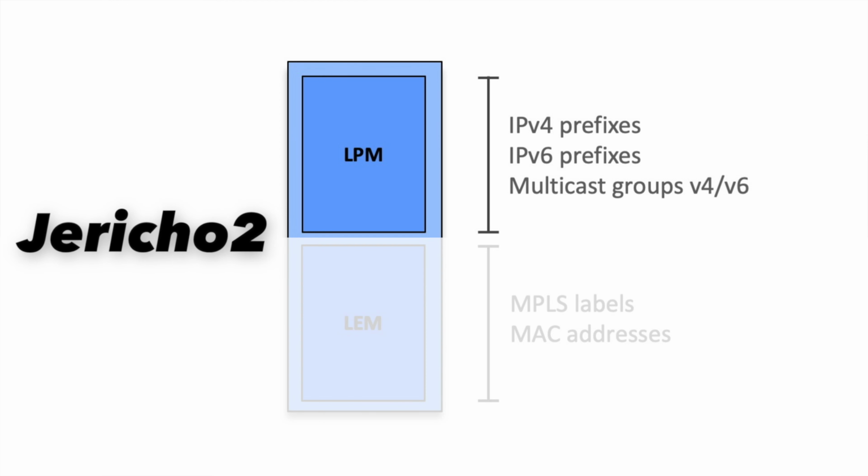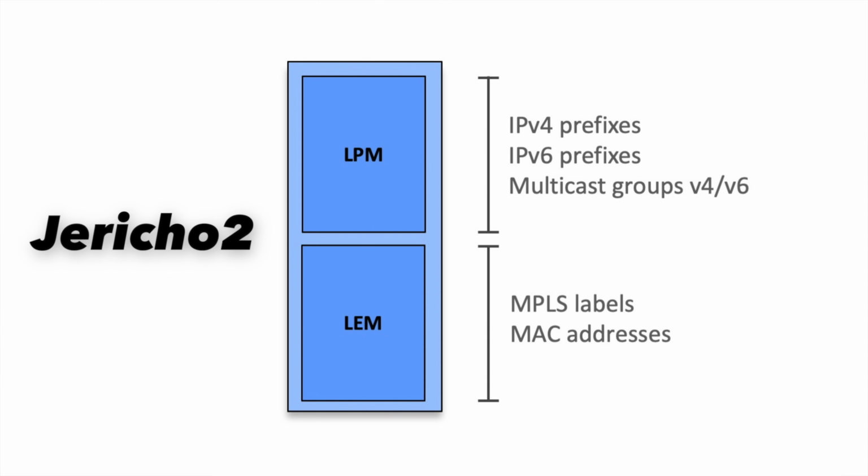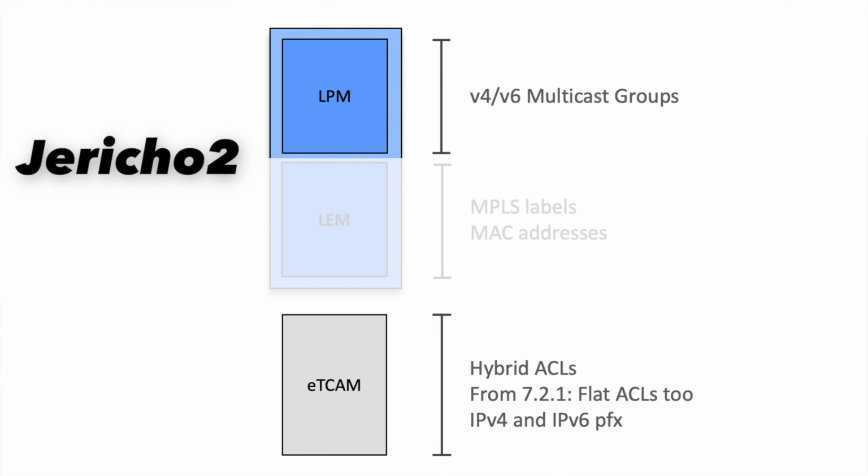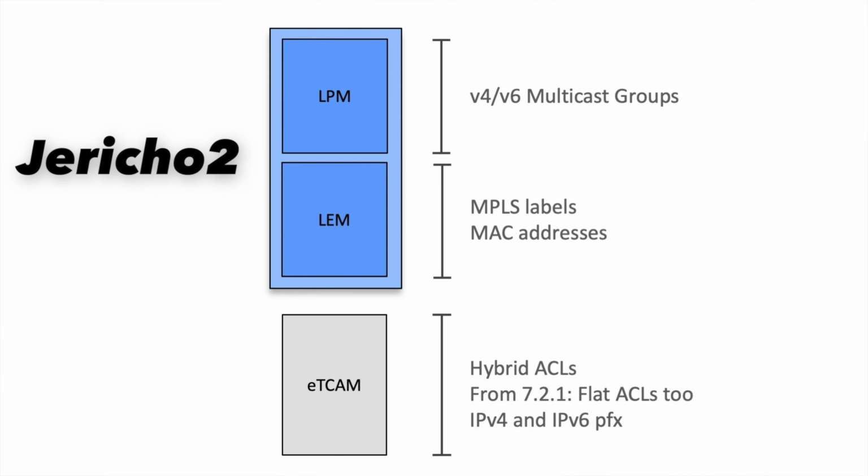Let's take the first case, no external eTCAM. On these systems the prefixes and multicast routes are stored in what we call the LPM, while the MPLS and bridge domain MAC addresses are written in another database named LEM. On the SE systems, all v4 and v6 prefixes are going to the eTCAM, and that's also where we have the access list entries. In LPM will go the multicast groups, while MPLS and MAC addresses will be stored in LEM.